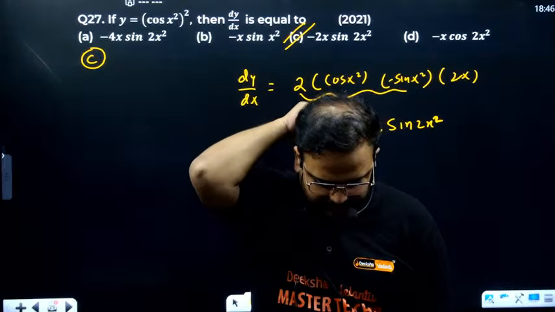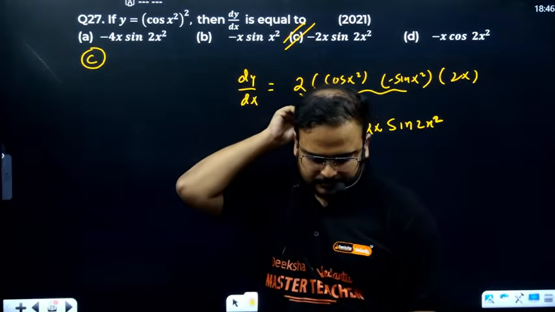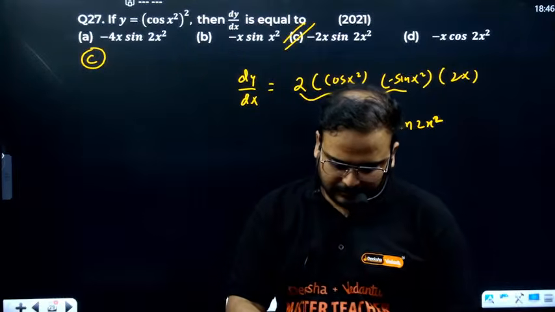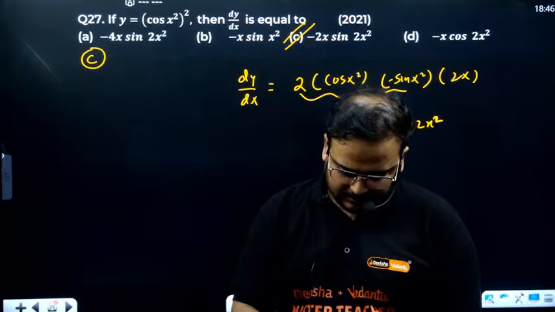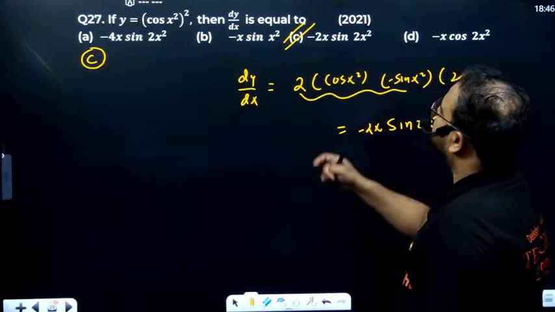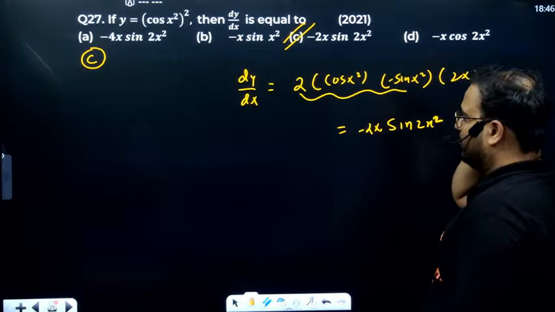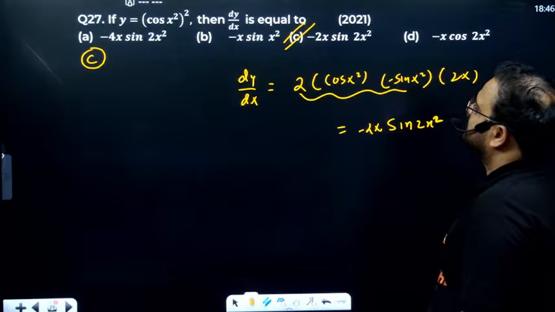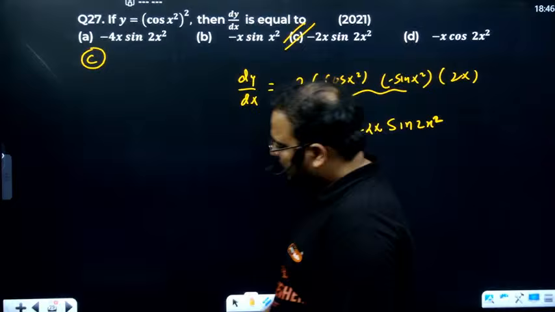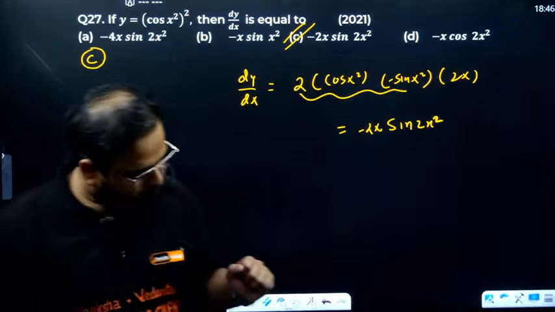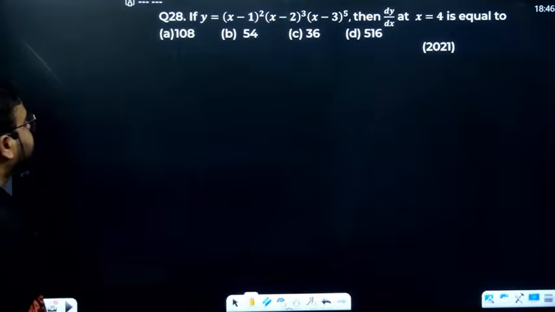Tanu, please check. I think there's a mistake, I think you missed out on 2. Please check once. Yeah, 26th. Clear? C is the right answer.